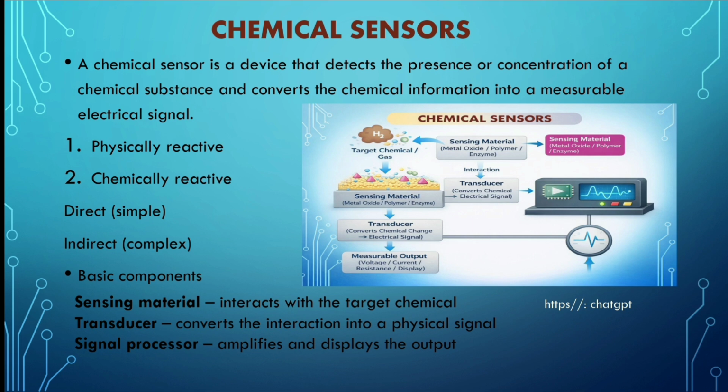On the other hand, if the reaction changes the electrical property of an active medium, electrical property meaning resistance, inductance, capacitance, and so on, if these are changing, we call it a chemically reactive sensor. Upon this, a direct device is a simple device and an indirect device is a complex device. Some of the basic components are the sensing material, transducer and signal processor.